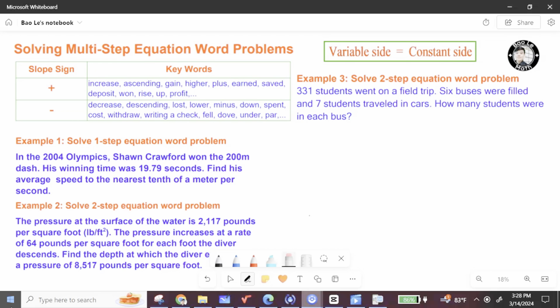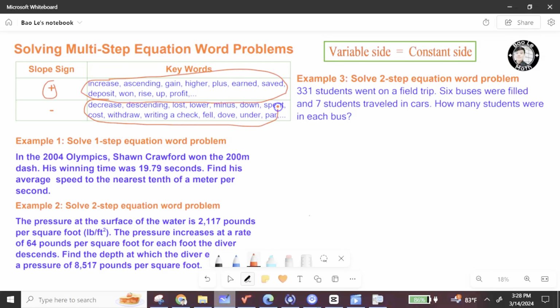Okay, let's get started. Look at the table right here. You need to understand the keywords right here. These keywords will help you understand the sign of the rate of change. This keyword tells you the rate of change should be positive. This keyword tells you the rate of change should be negative. Now keep in mind the variable side is always on the left, the constants always on the right. Now let's take a look at the first example.